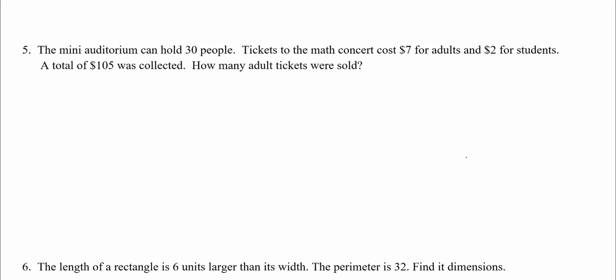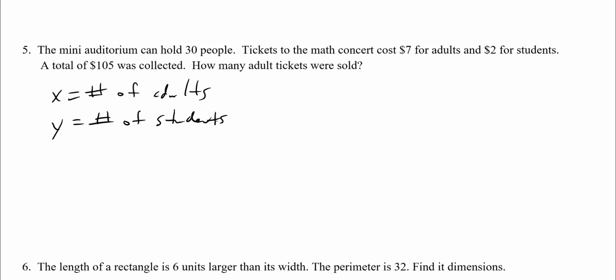Same kind of problem. A mini auditorium holds 30 people. Tickets to the math concert cost $7 for adults, $2 for students. A total of $105 was collected. How many adult tickets were sold? Again, I'd like you to write that down. x is the number of adult tickets, or the number of adults, and y is the number of student tickets. Okay? So the first one is going to be x plus y, the number of people, is 30. And $7 for an adult plus $2 for a student is going to be $105. There are our equations. That's it.